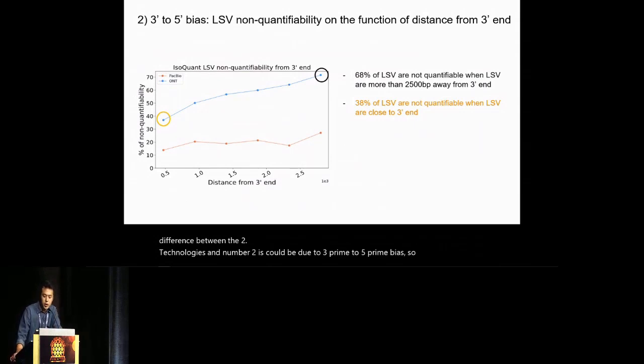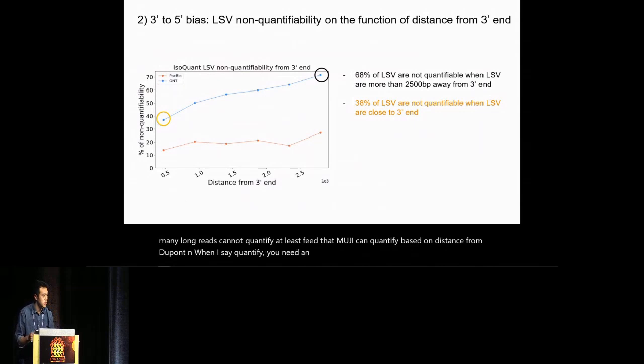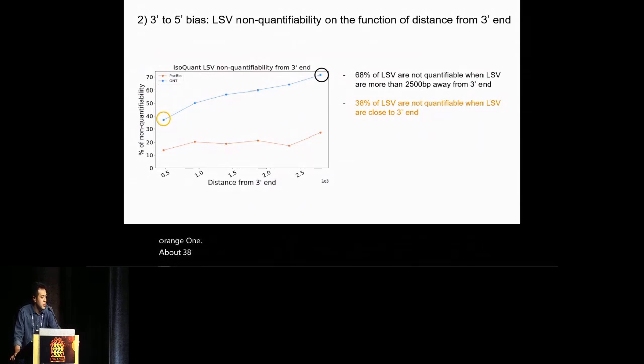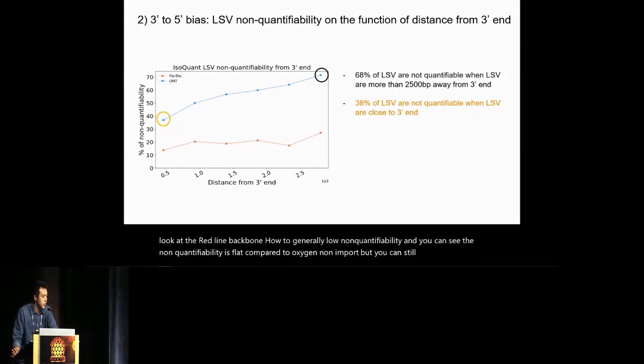So we explored how many LSVs long reads cannot quantify that MAJIQ can quantify, based on distance from the 3' end. When I say quantify, you need an LSV of at least 10 reads. So if you look at the black circle that I have, this is Oxford Nanopore, approximately 68% of LSVs are not quantifiable when LSVs are more than 2,500 base pairs away from the 3' end. But still, if you look at the orange one, about 38% of LSVs are still not quantifiable when LSVs are very close to the 3' end. And if you look at the red line, PacBio has generally low non-quantifiability, and you can see it is flat compared to Oxford Nanopore, but you can still see a lot of non-quantifiability across the two technologies.